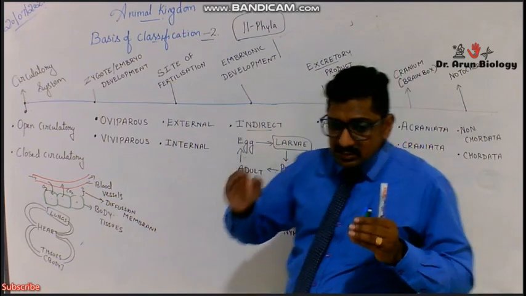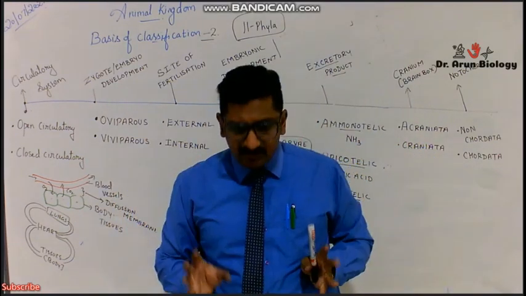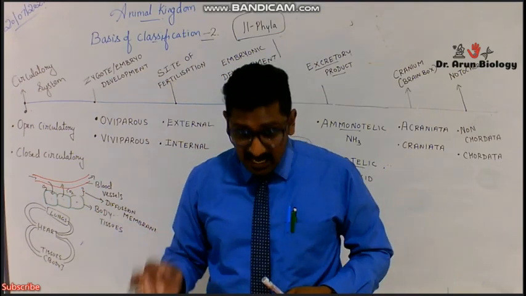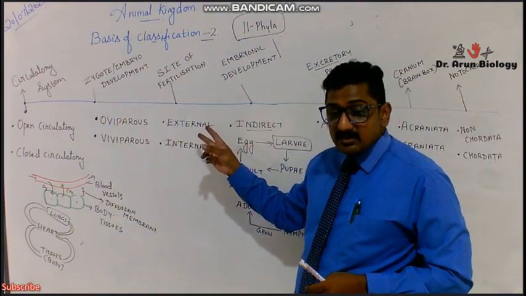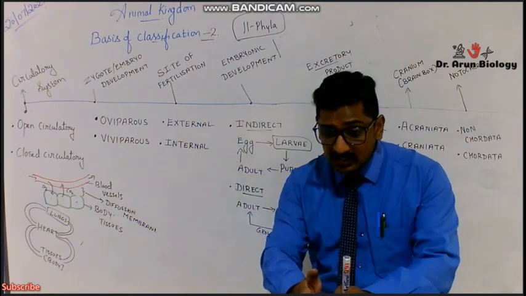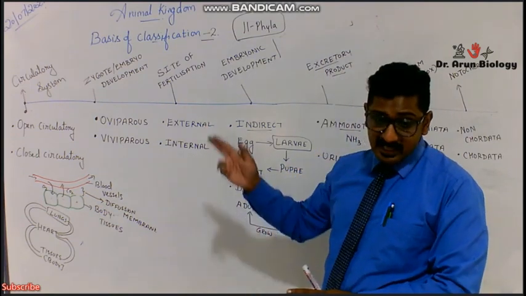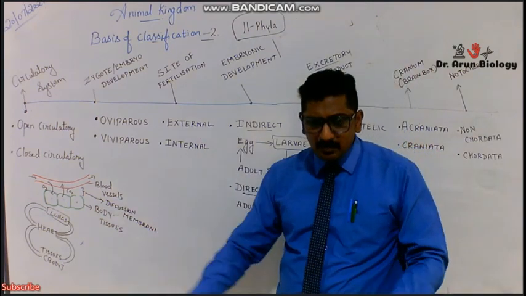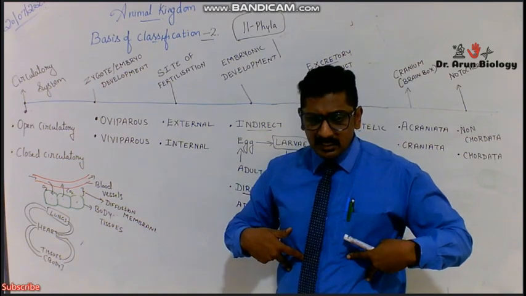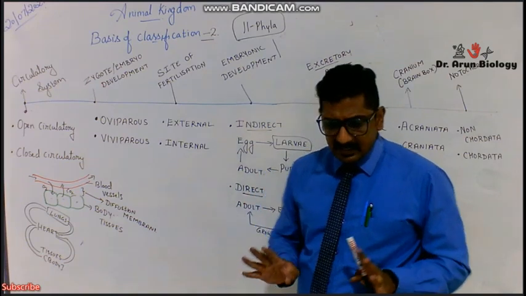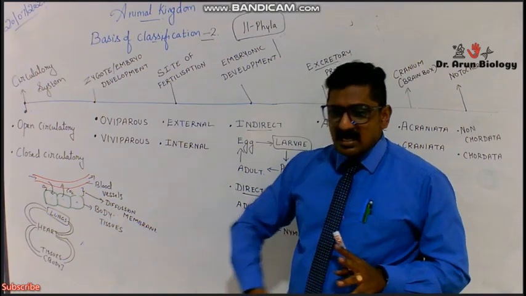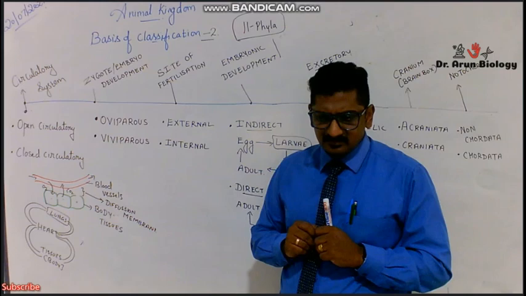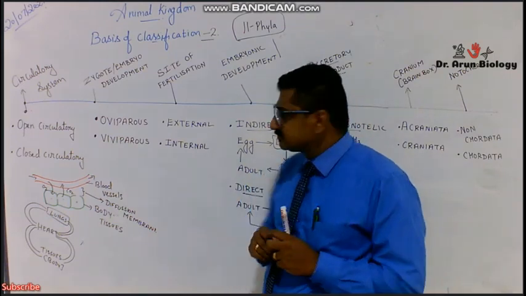Fertilization is nothing but the union of male and female gametes. If the union of male and female gametes takes place outside the female body in a water environment, as in frogs, it is called external fertilization. If the fertilization takes place inside the female body, it is called internal fertilization. Oviparous animals mostly have internal fertilization only, with rare cases of external.